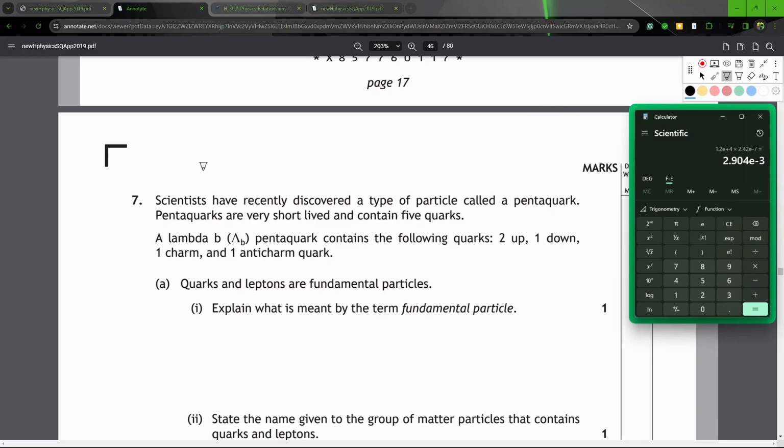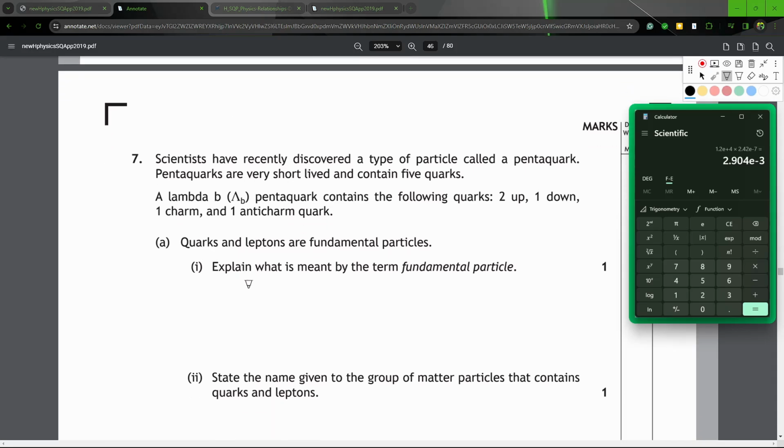So, number 7. Scientists have recently discovered a type of particle called a pentaquark. Whoa! Pentaquarks are very short-lived and contain 5 quarks, as the name should suggest. A lambda B pentaquark contains the following quarks: 2 up, 1 down, 1 charm, and 1 anti-charm quark. Quarks and leptons are fundamental particles. So what is a fundamental particle?